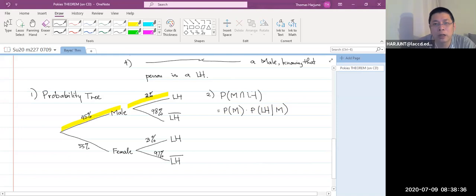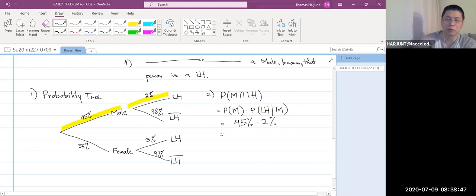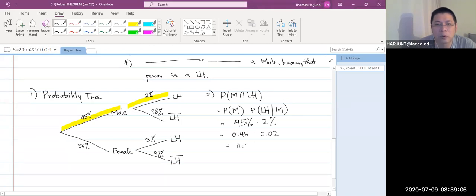So male and left-handed. Now here it will be 45% times 2%. When you compute using percentage, especially if you multiply or divide, change them to decimal first. Don't compute it directly. No, no, no. 45% times 2% is not 90%. So change it to decimal first. And then when you multiply, you will get 0.0090, which in percentage is 0.9%.